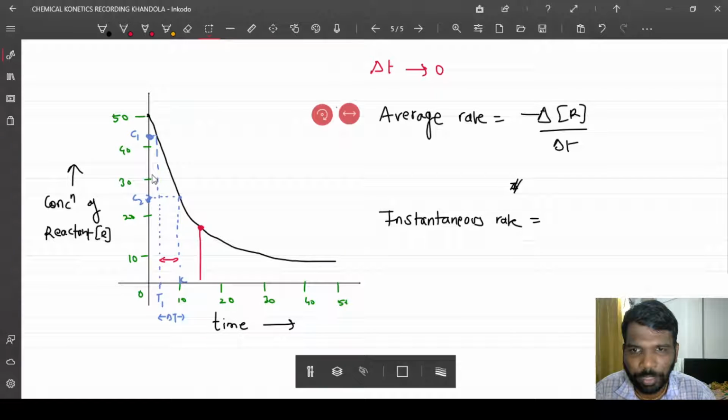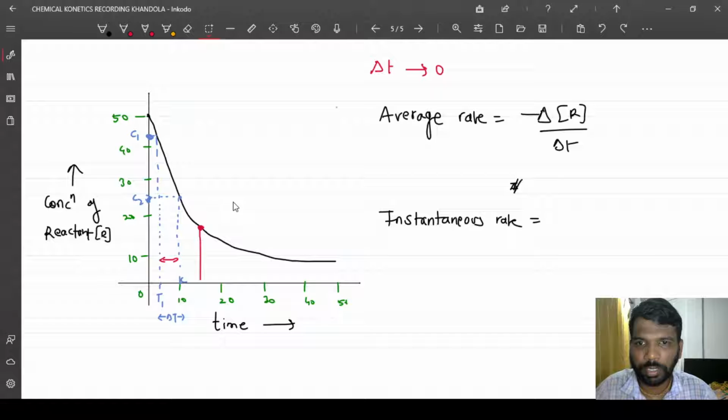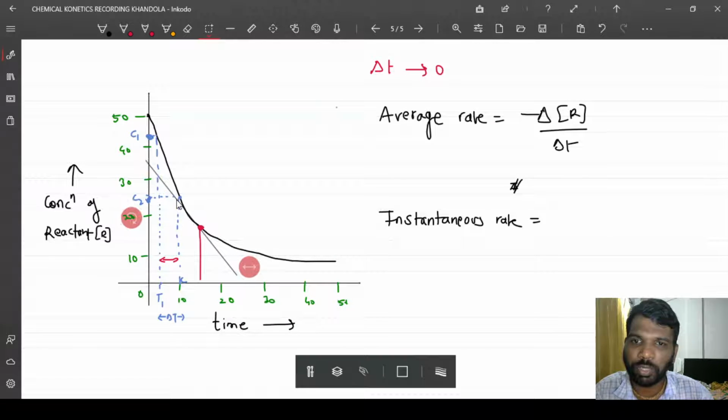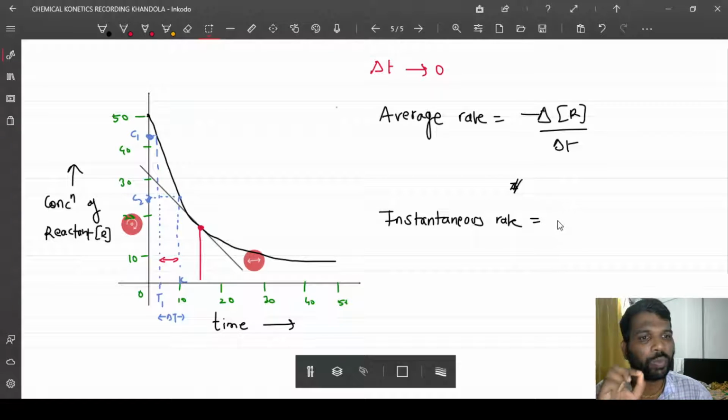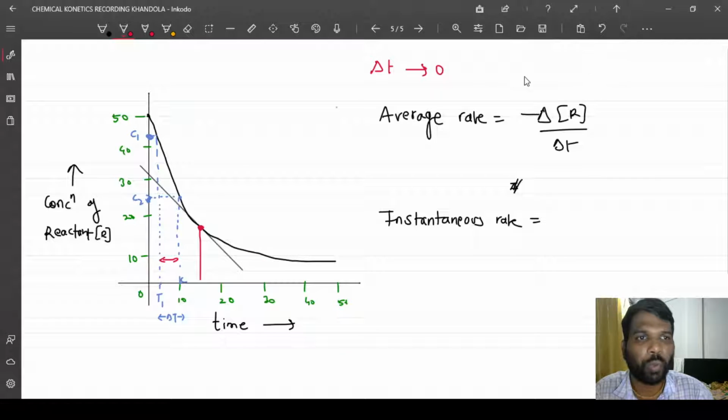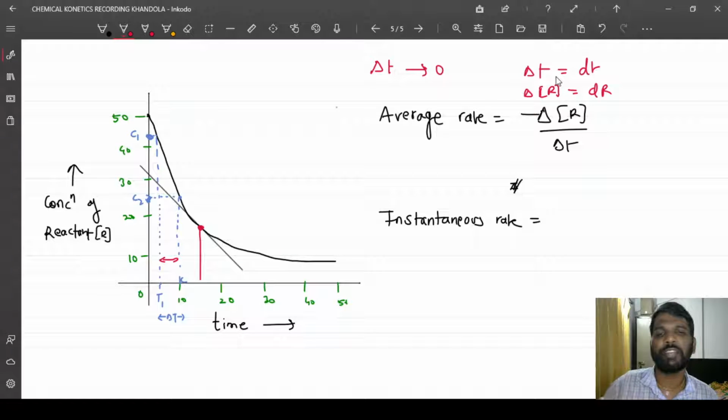This chemistry is going a bit mathematical, it is becoming mathematical. The curve is not very sharp, so please excuse me for that. So this is the tangent we can draw over here, right? At this instant delta t is tending to 0. Whenever delta t is tending to 0, we write delta t equal to dt, and delta r equal to dr. Mathematically, when you are told to express an instantaneous rate, just replace delta with d, that is the difference.